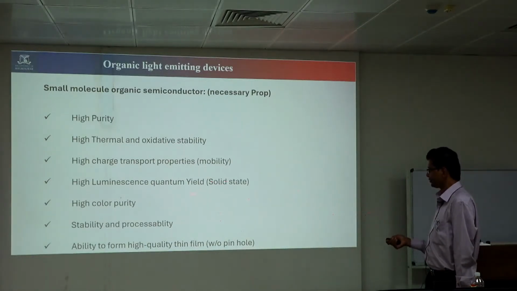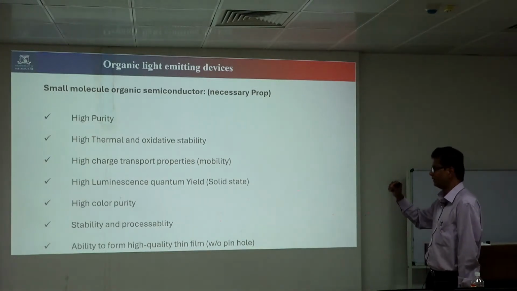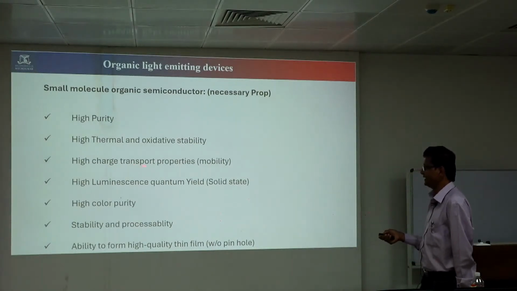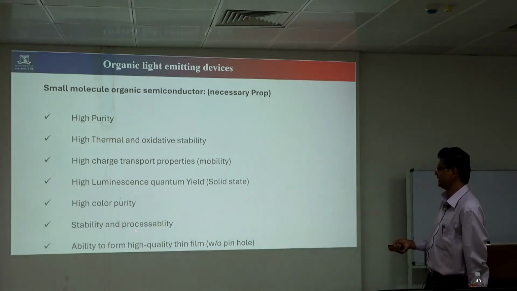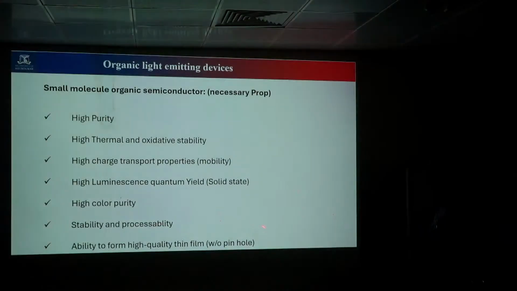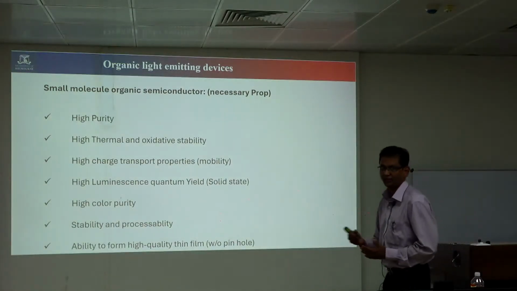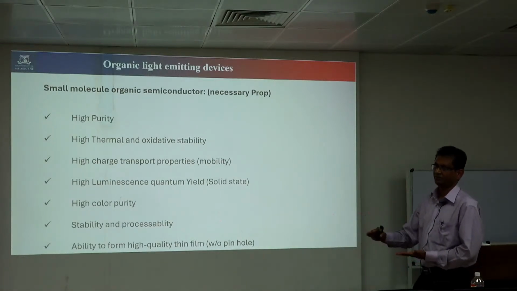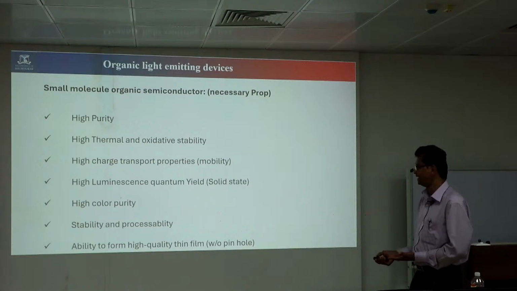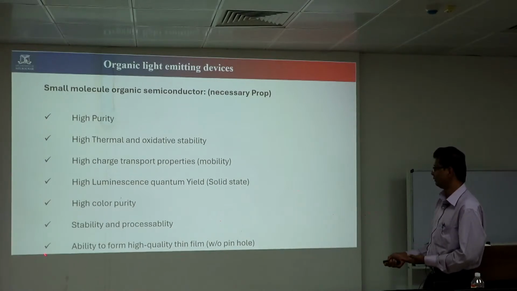And then luminescence quantum yield. The quantum yield is how much light is emitted for a given amount of injected electrons. Then you need high color purity and stability, and the ability to make high quality thin films, because these are all processed by spin coating or evaporation techniques. It should make a very uniform and pinhole-free film, because pinholes will introduce defects, and eventually the device can degrade. So it should form a very high quality film.